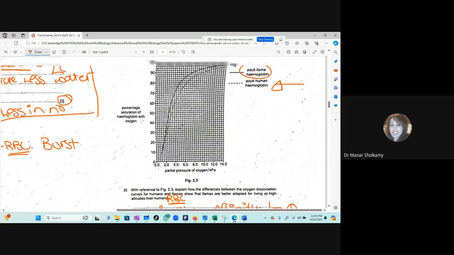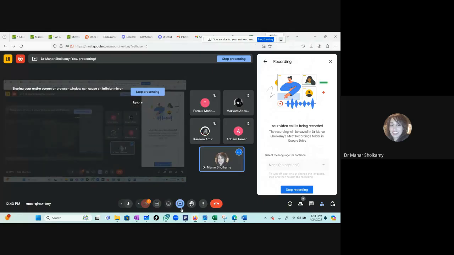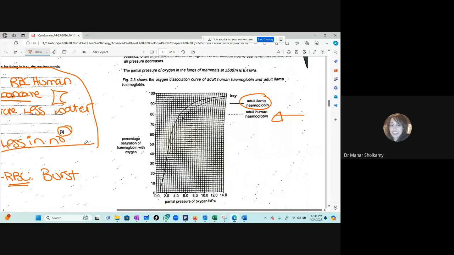Where is Kareem? Kareem, you're here with us, yes? Now you are in a situation where you have more carbon dioxide. How will this affect the percentage saturation of hemoglobin with oxygen? The curve will go up or down? Up. What do you think? I want everyone else to tell me, what do you think about what Kareem said?